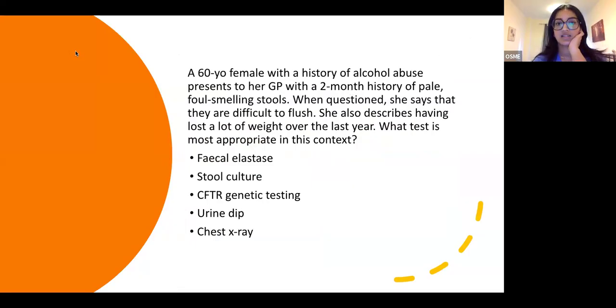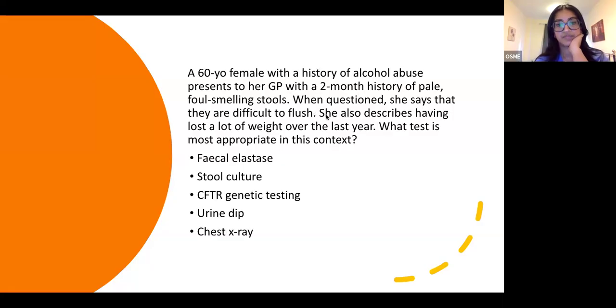So, a 60-year-old female with a history of alcohol abuse presents to her GP with a 2-month history of pale, foul-smelling stools. When questioned, she says they are difficult to flush. She also describes having lost a lot of weight over the last year. What test is most appropriate in this context?